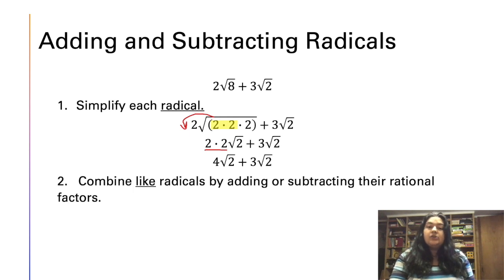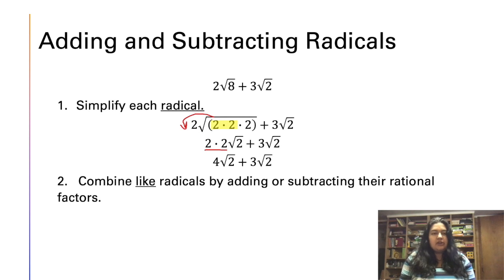My second step is to combine like radicals by adding or subtracting their rational factors. So we had 4 times the square root of 2 plus 3 times the square root of 2. We know that they're square root of 2, right? Basically, this is the square root of 2 plus the square root of 2 four times, and the next term is the square root of 2 plus the square root of 2 plus the square root of 2. So how many square root of 2's do we have?